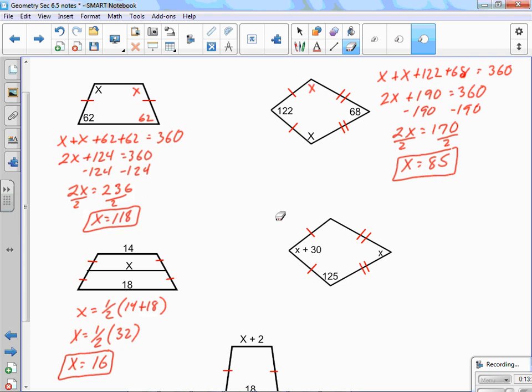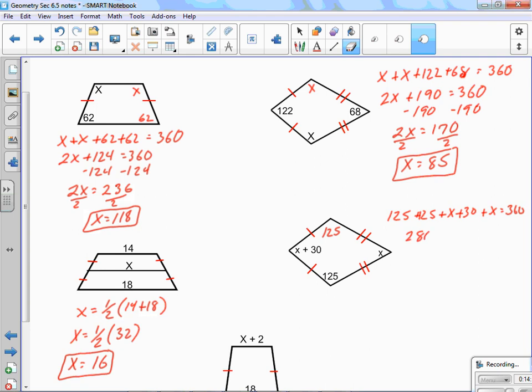All right, so then over to this next one. It's another kite with one angle missing, but we know that the angles where the two different side lengths meet should be congruent. So we know this one's 125. So the other one up here should also be 125. Which then will allow us to add all that together to equal 360. So 125 plus 125 plus x plus 30 plus x equals 360.